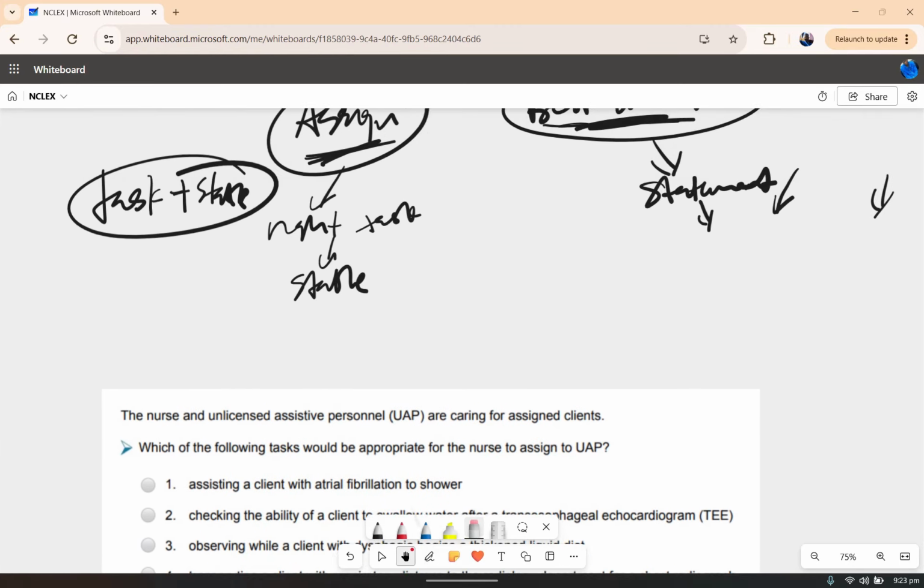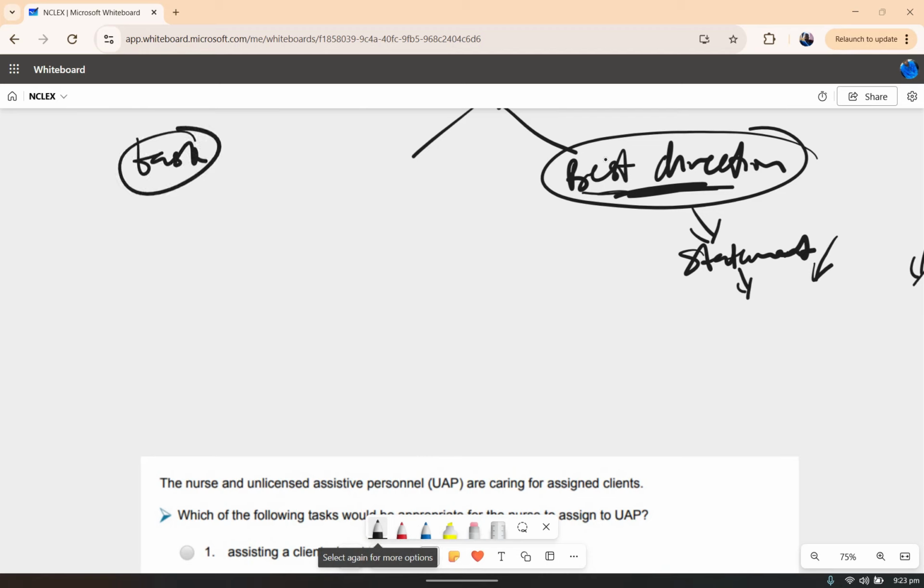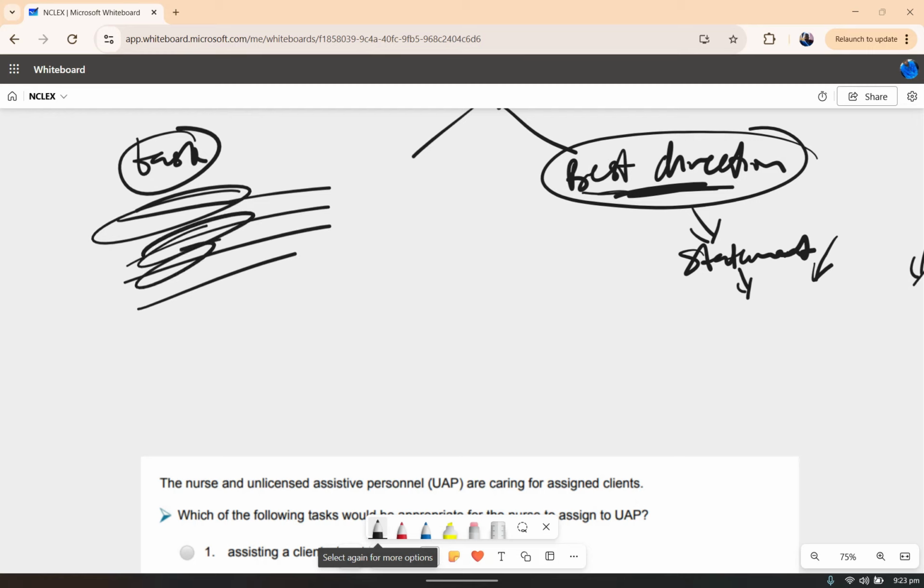Now when I answer an assignment question, this is how I approach it. What I always do is look at the task first. So when I look at the task, I look for the task in the answer choices. So if I find the task, maybe in option 4, I find out if the UAP can do it. Most especially, NCLEX tests you on the UAP scope of practice. So I find out if the UAP can do that.